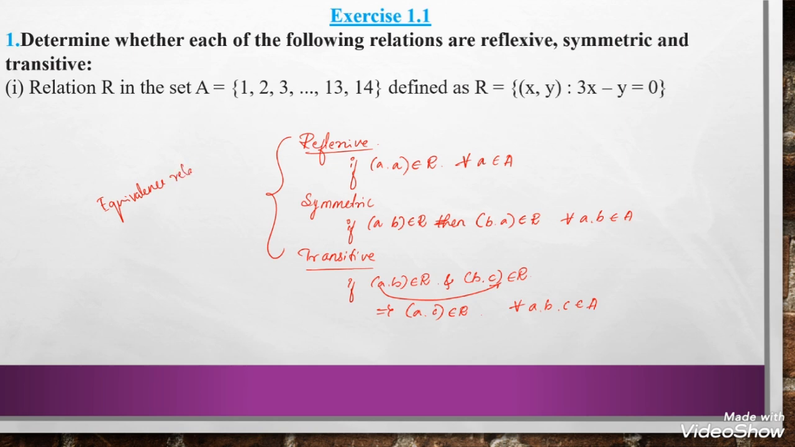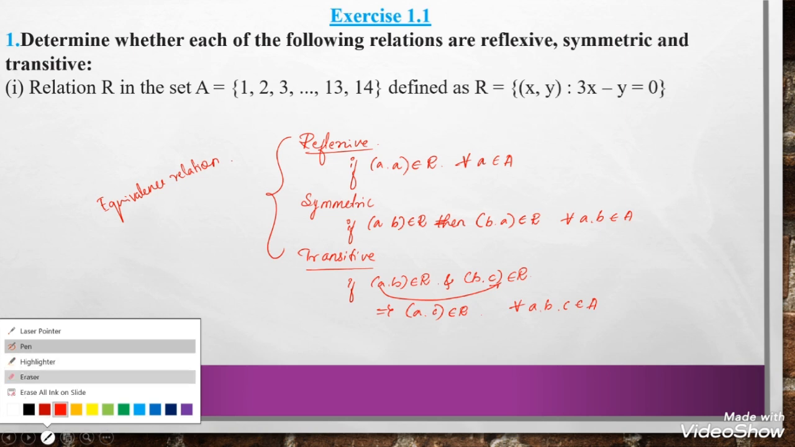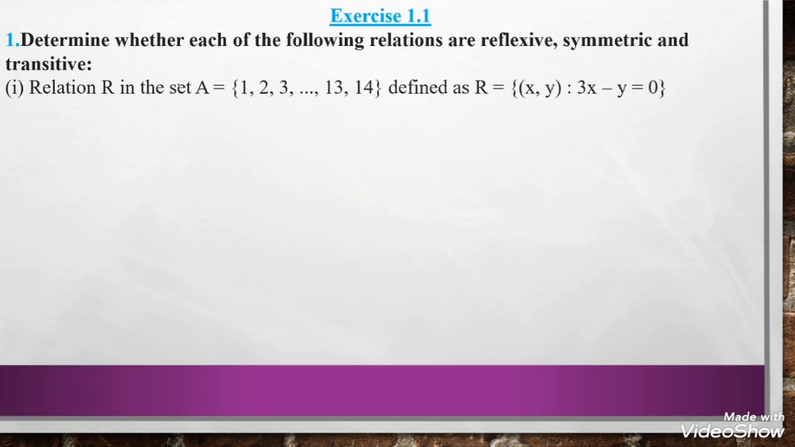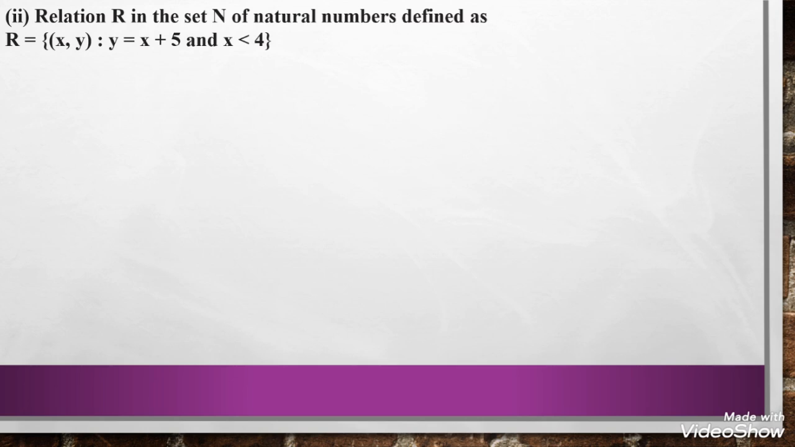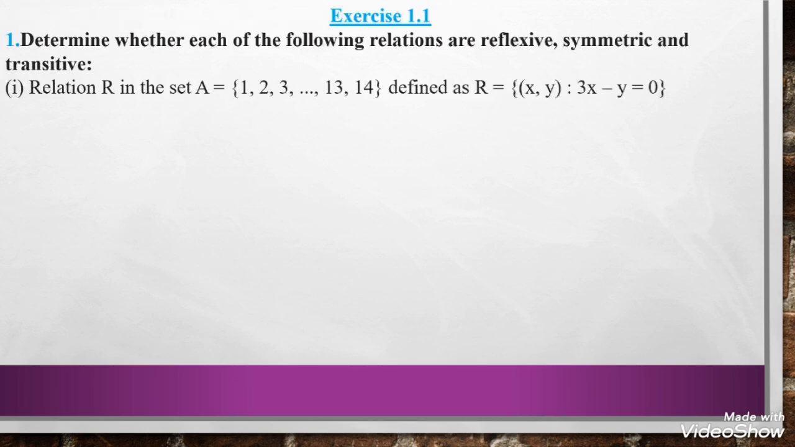Now let us discuss the exercise problems. Here is the first question. Determine whether each of the following relations is reflexive, symmetric and transitive. We have to check the definition of the given relation. Here, A is a set containing the elements 1, 2, 3 and so on up to 13 and 14.